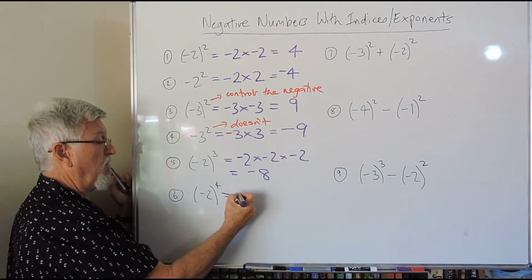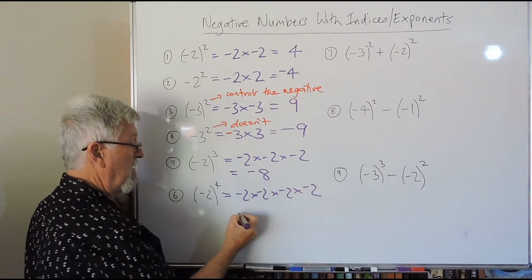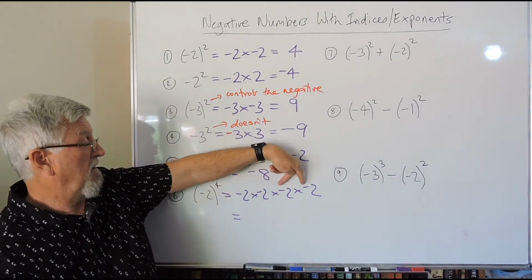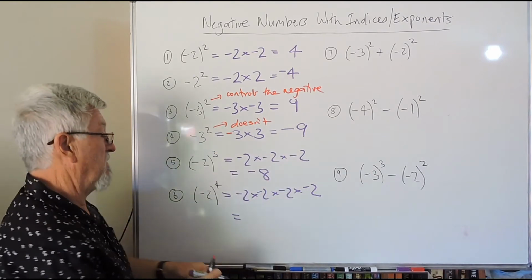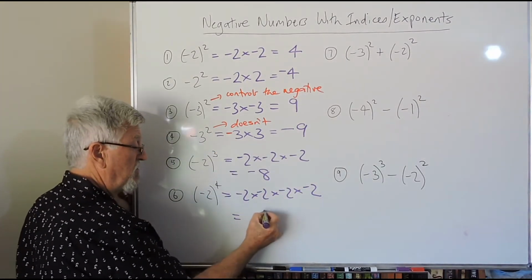This one means write it 4 times, once, twice, 3, 4, and if you look at this one here, those 2 will become a positive and those 2 will become a positive, so you can't have a negative answer. It ends up being a positive answer. 2 2s are 4, 4 2s are 8, 8 2s are 16.